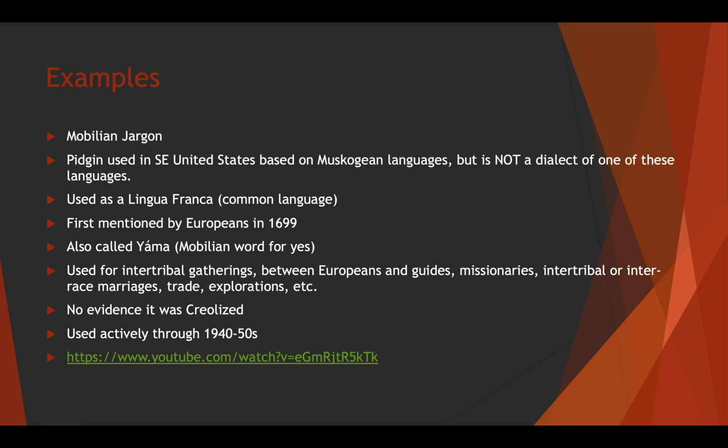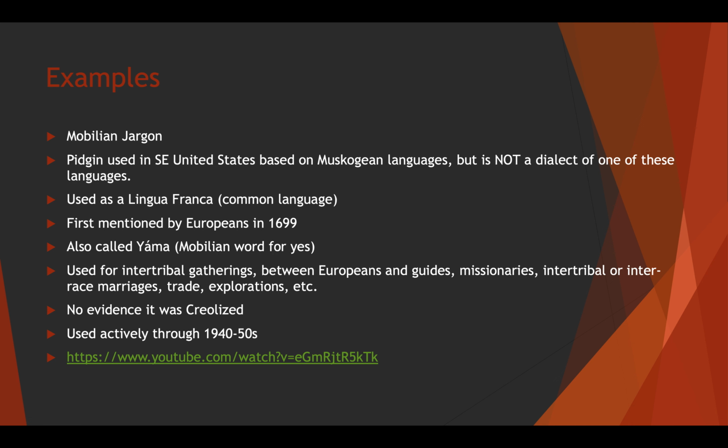Mobilian is a pidgin that was used in the southeastern United States, and it's based on Muskogean languages, but it's not a dialect of these languages. It's a simplified version of Muskogean languages with other languages thrown in. It was used as a lingua franca, a common language. It's first mentioned by Europeans in 1699. It was also called Yama, and it was used a lot at intertribal gatherings. It was used between Europeans and guides and missionaries, or intertribal or interracial marriages, trade, explorations, etc.